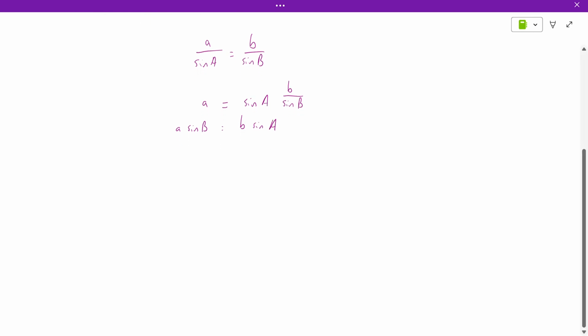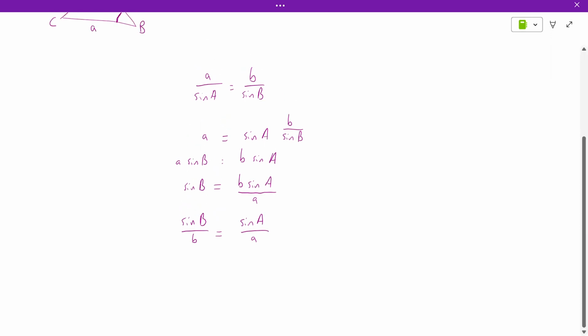Now let's go another step. On the left-hand side, let's divide that a across. So on the left-hand side, I'm left with sine B equals, on the right-hand side, all of that's already there, divided by a. So b sine A divided by a. And now let's also divide that b across. So your final answer is going to be sine B over b equals sine A over a.